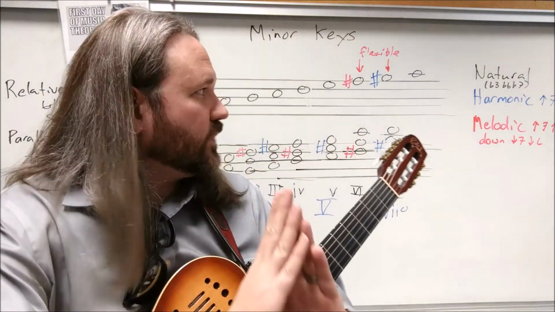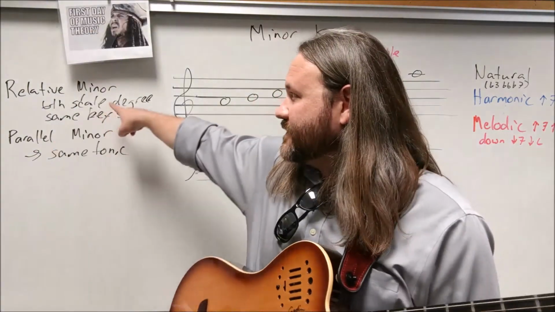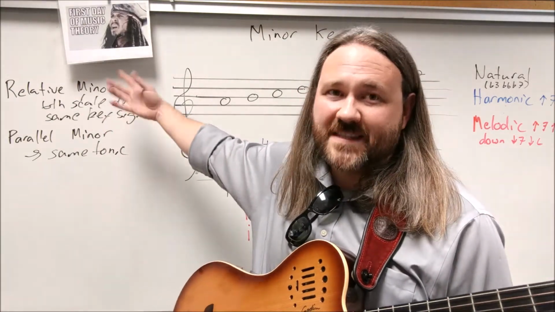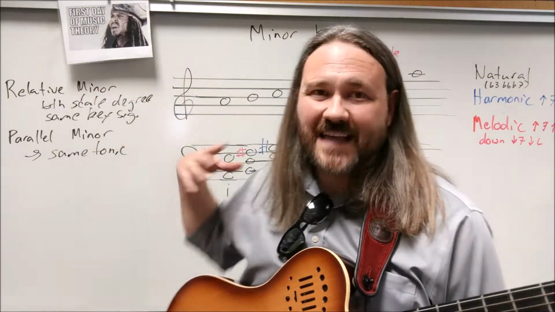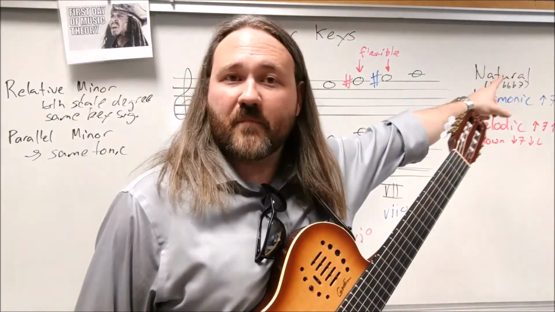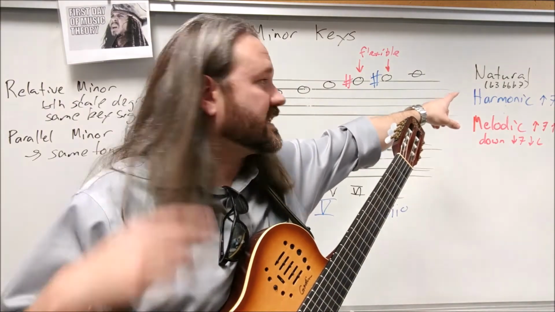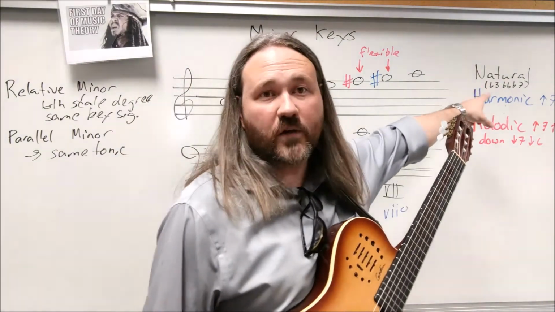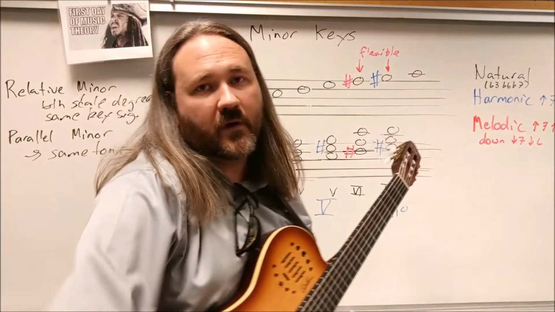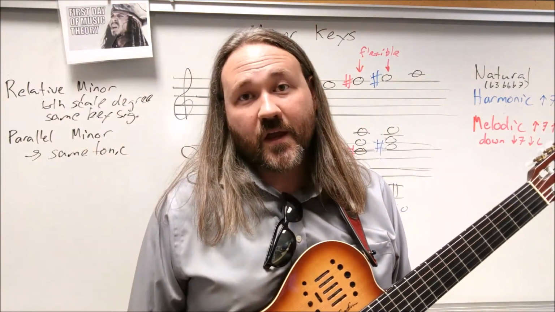Just to real quickly review these terms: relative minor, 6th scale degree, same key signature. Parallel minor, same tonic, same starting note. Natural: you can take a major scale, flat the 3, 6, and 7, and you get a natural minor scale, same as Aeolian. Harmonic: raise the 7th. Melodic: raise the 6th and 7th on the way up, flat them on the way down. You guys have a great day.